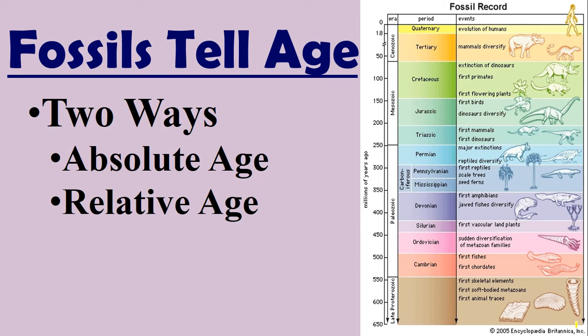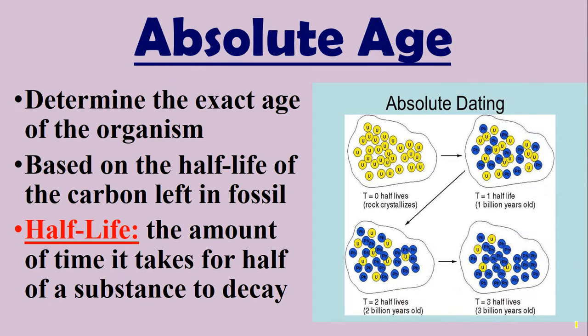Fossils also tell us age. Two ways we look at fossil age are absolute age and relative age. You can kind of think of the terms, and they kind of tell you what they are. Absolute age is determined by using the exact age of the organism. And we use a process called half-life dating or absolute dating. And we usually use carbon in the fossils.